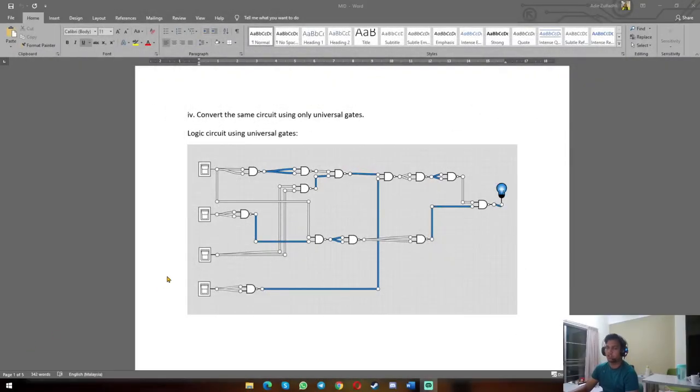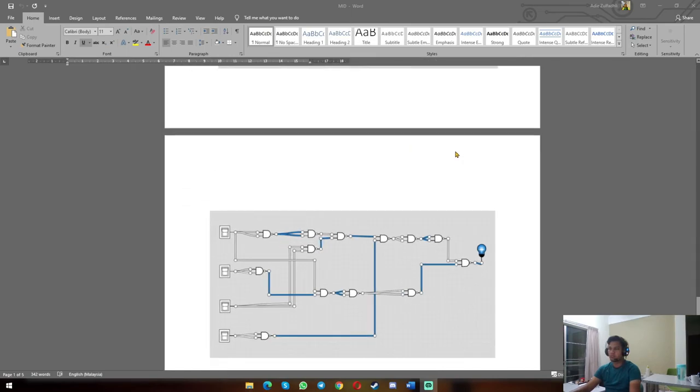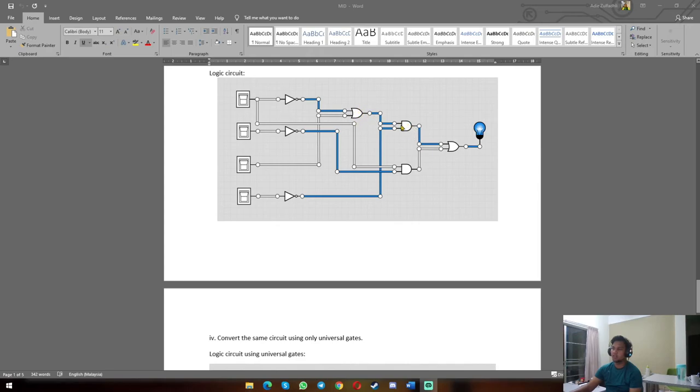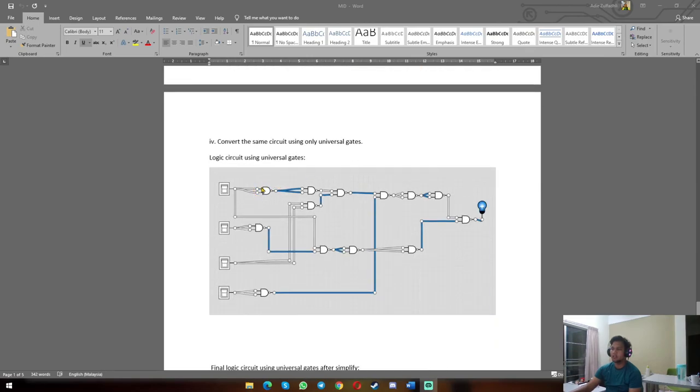Okay, next question. They ask to convert the same circuit using only universal gates. It means there are two universal gates, which are NAND gate and NOR gate. So for this logic circuit, I will use NAND gate. From the previous logic circuit, as you can see, there are NOT gate, OR gate, and AND gate. So for NOT gate, as you can see, there are two NAND gates.